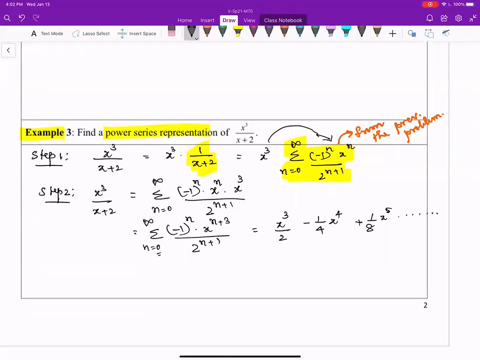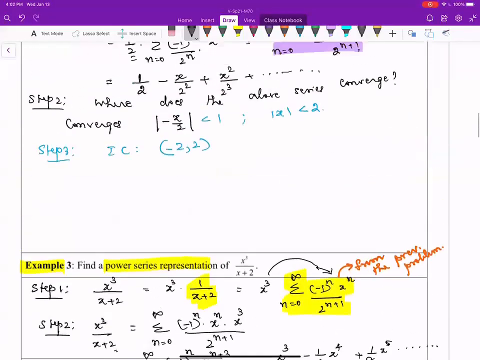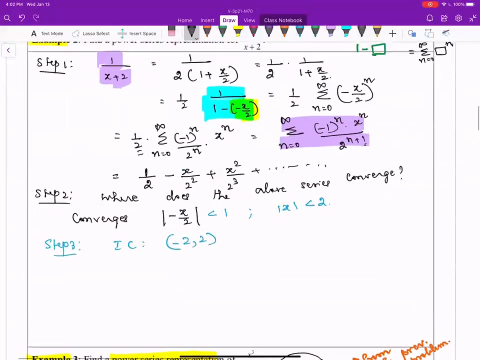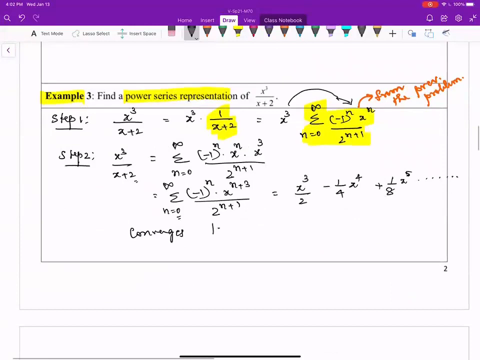We should always tell where it converges. It converges when the common ratio is less than 1. So it is not very much different from the previous problem. The common ratio for the previous problem was negative x by 2, so the absolute value of negative x by 2 should be less than 1, which means absolute x is less than 2. So in case they ask you for the interval of convergence, it is exactly similar to the previous, which is negative 2 to 2.